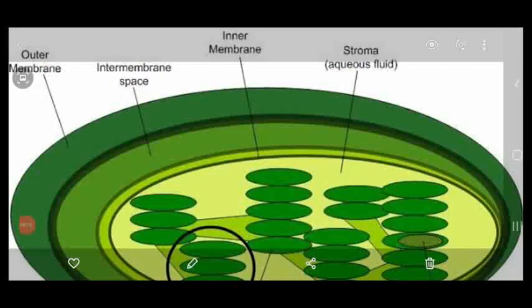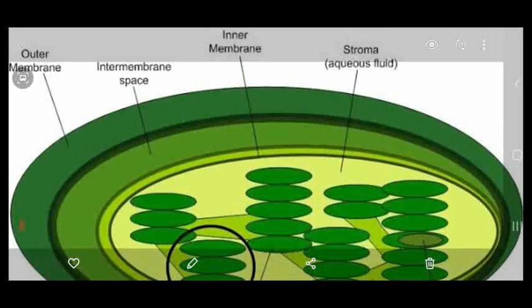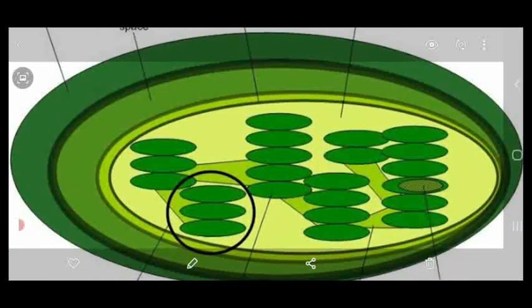Dear students, this is the structure of the chloroplast we have seen in the previous video class. This is the site of photosynthesis, surrounded by an outer membrane and an inner membrane, separated by a space called the intermembrane space. The gap or space between the two membranes is called the intermembrane space. The region surrounded by it is called the matrix or stroma, the centermost region of the chloroplast.